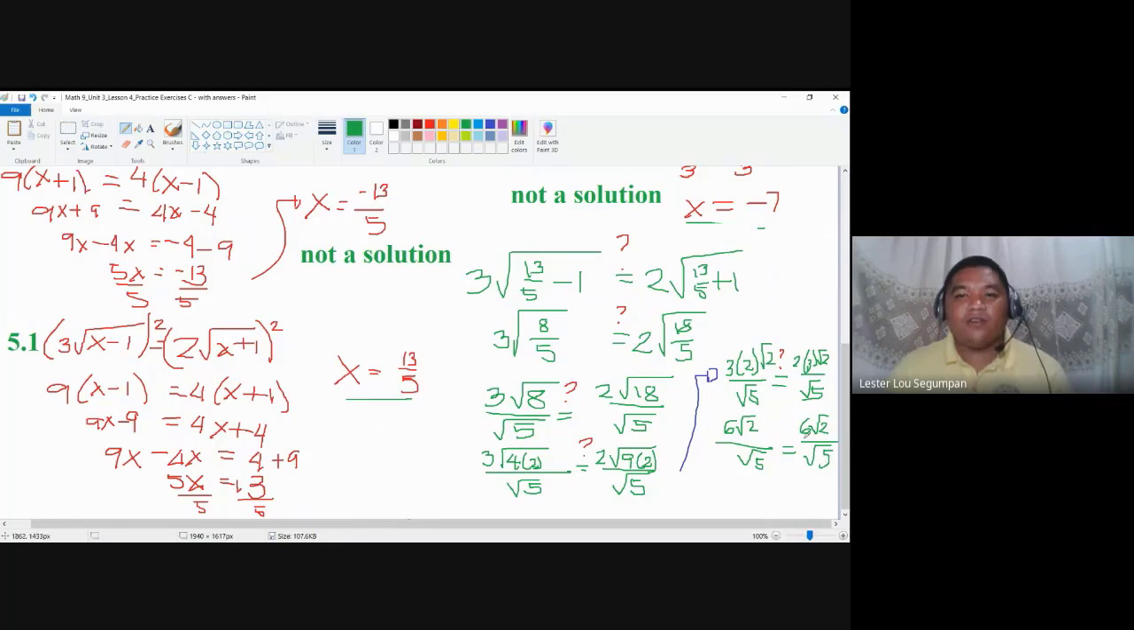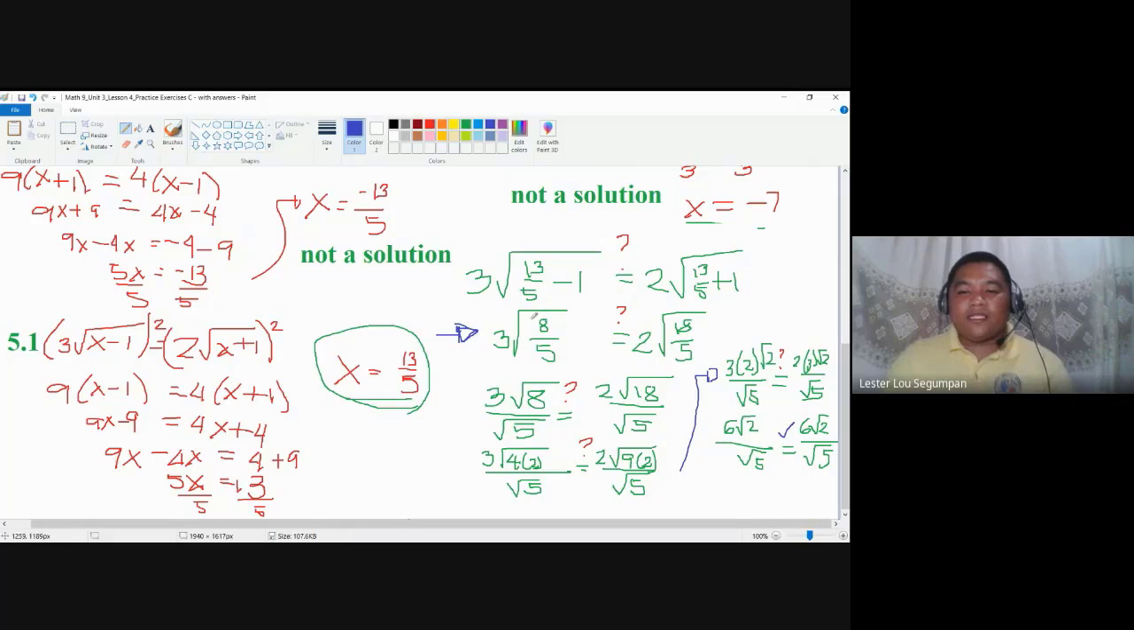Again, no need to rationalize. We are just trying to find out if they would be equal. And yes, since they are equal, this means that this is now a solution because it makes the equation true. If you feel like this is a more complicated checking, you can simply go back to this area here. I will give you one more type of checking.